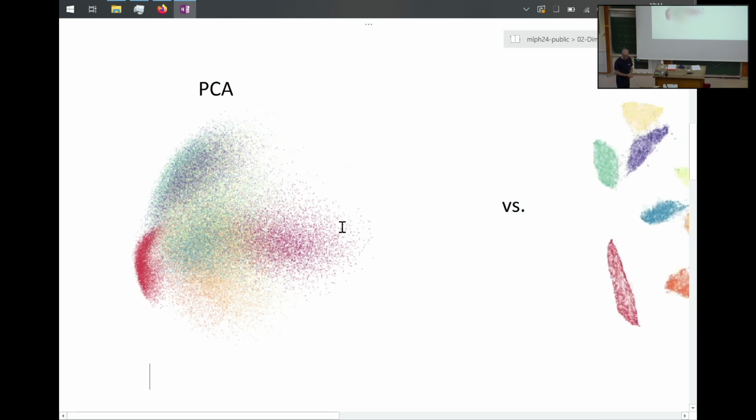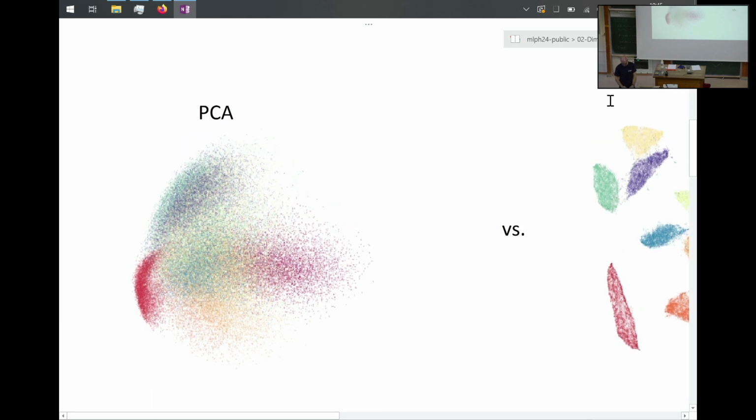And, as always, it's a good starting point. In particular, if you had some images in there which were completely black or completely white, you would see those as outliers or a cluster of outliers. So PCA is always a good starting point.